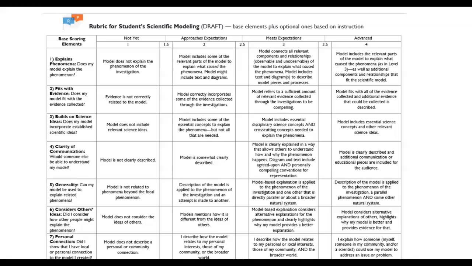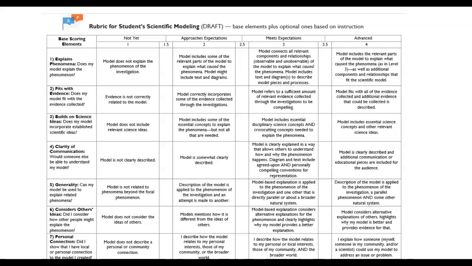But if we look at this rubric for student scientific models, which by the way was produced by the Research and Practice Collaboratory, notice that on this first page we have the base elements of all models. So the first one is that it explains the phenomena. And if we think back to our Oreo cookies, does our Oreo cookies model explain how the moon phases happen? Well, I would have to say not yet.